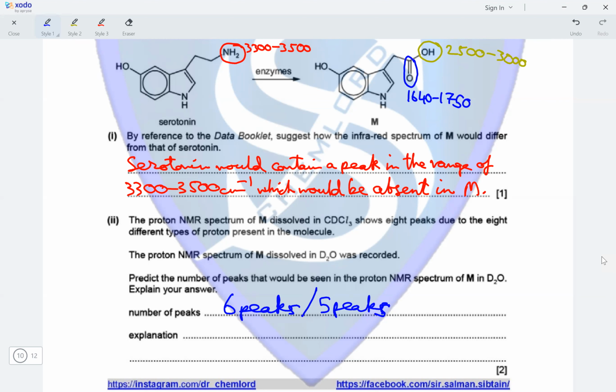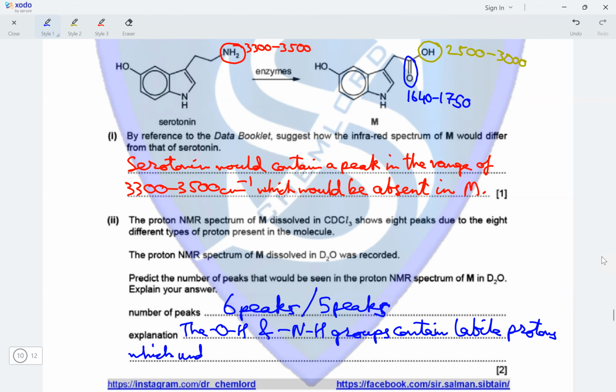So, explanation: the OH and NH groups contain labile protons which undergo proton exchange. And we can also accompany this with an equation.